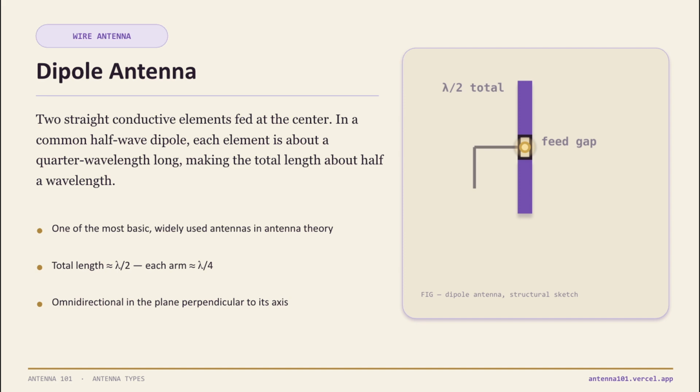Dipole tuner. A dipole tuner consists of two straight conductive elements fed at the center. In a common half-wave dipole, one element is about a quarter wave long, making the total length about half a wavelength. It is one of the most basic and widely used tuners in tuner theory.